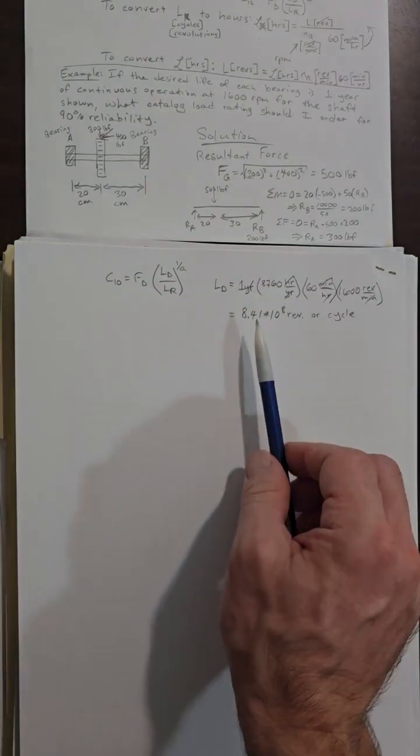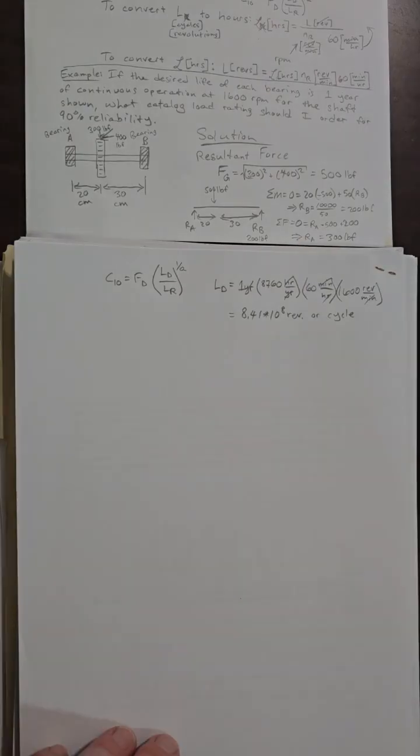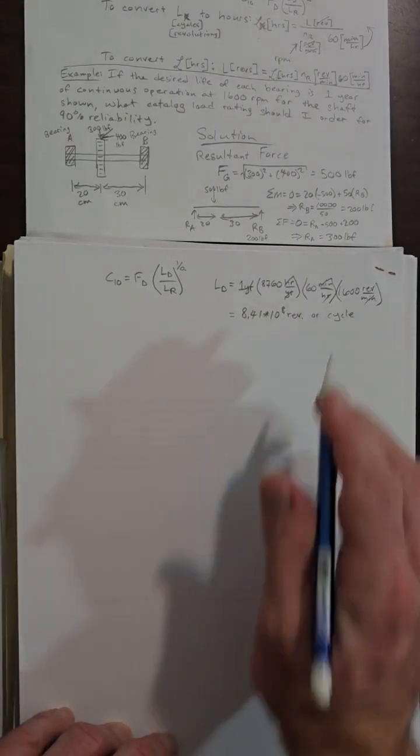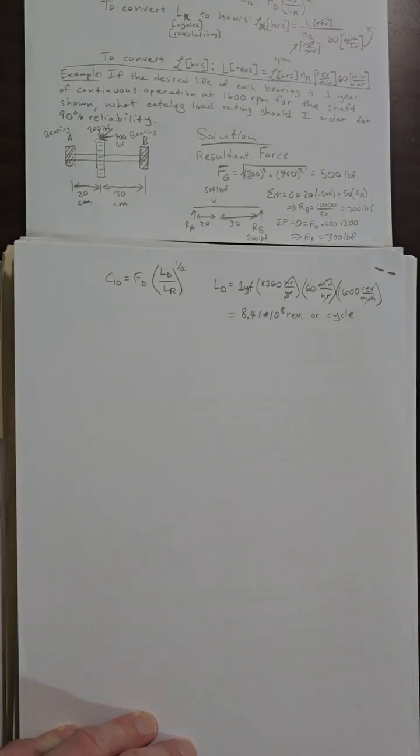And this is relevant. There's an application for things like cooling fans that need to run all the time. And so if they're running 1600 revolutions per minute, whatever the application is, for 1 year, that's 8.41 times 10 to the 8th revolutions.